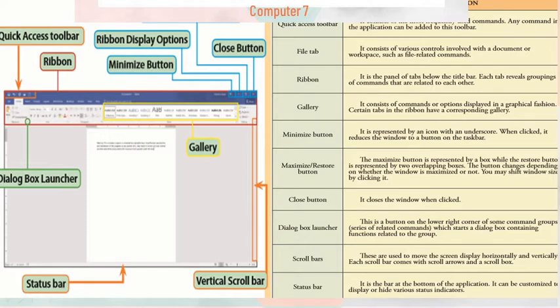We have the scroll bars, the vertical and the horizontal scroll bars. These are used to move the screen horizontally and vertically. Each scroll bar comes with scroll arrows and a scroll box. In the status bar, you can see the page number, page 1 of 1, page 1 of 2, and the view for your document. It is the bar at the bottom of the application that can be customized to display or hide the values.